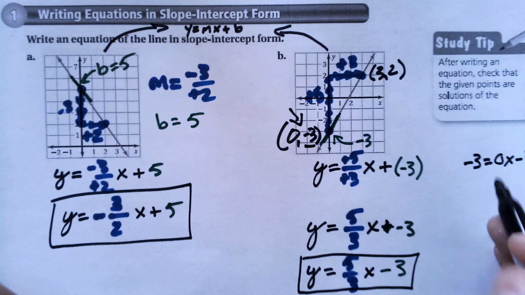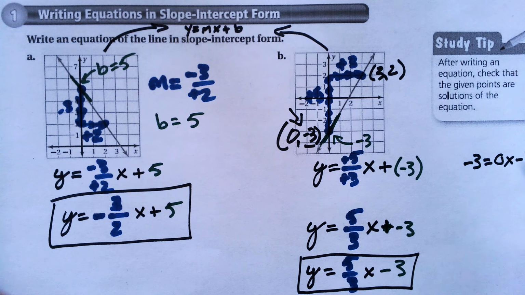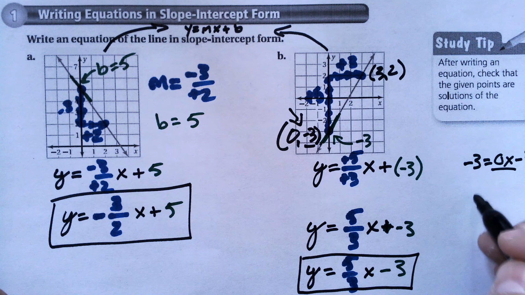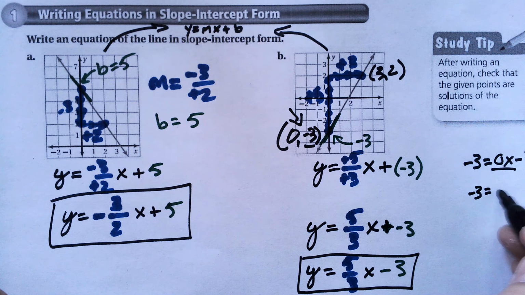And then I'm going to solve this to make sure, and hopefully you see kind of the shortcut as to why I like picking this one as well. This is always going to be 0. So really I get negative 3 equals negative 3. That's a true statement, so I know I'm correct here.